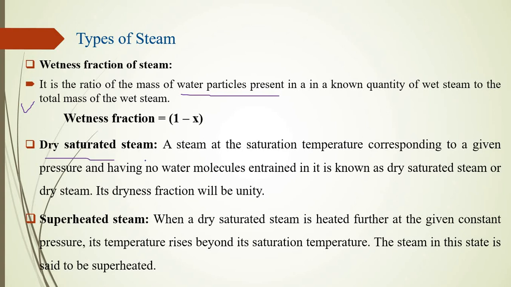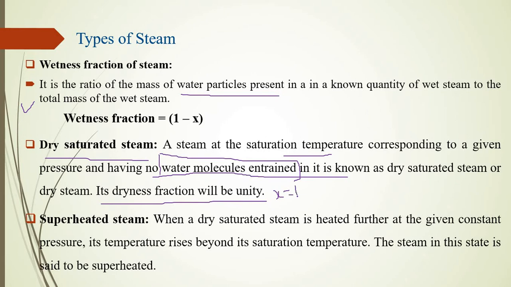Then the second definition is dry saturated steam. A steam at the saturated temperature corresponding to a given pressure, having no water molecules in it, is known as dry saturated steam. These points are more important. No water molecules are available in this steam, that's called dry saturated steam. Its dryness fraction will be unity, meaning if the value x is equal to 1, it is completely dry steam.